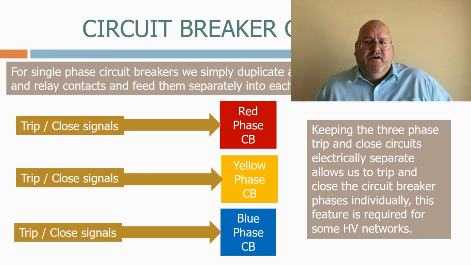If a single-phase fault occurs on, say, the red phase, we trip the red phase circuit breaker only and keep the yellow and blue phases connected to maintain the supply. For certain transient types of faults, for example where a tree has touched an overhead line, we then try and reclose the red phase circuit breaker and restore all three phases.